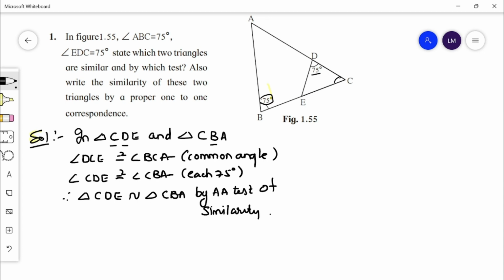Now, in the question it is given, state which two triangles are similar. We proved that already, and by which test? We got it by the AA test. Now we have to write in proper correspondence. In the given question itself, we had written it in correspondence. So the correspondence we can write like this: CDE corresponds to CBA.